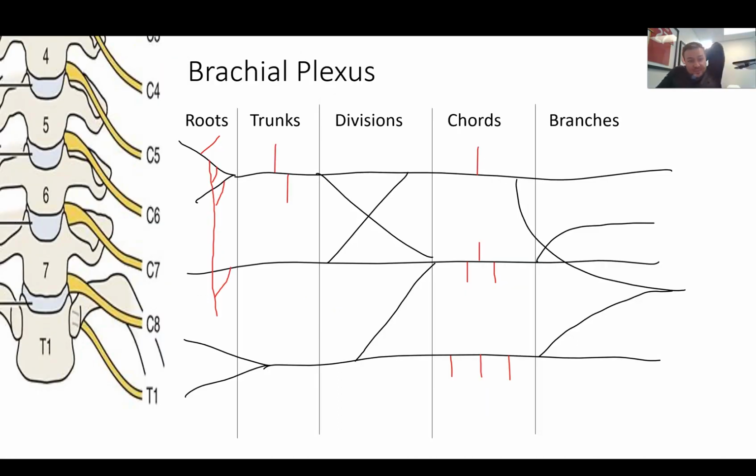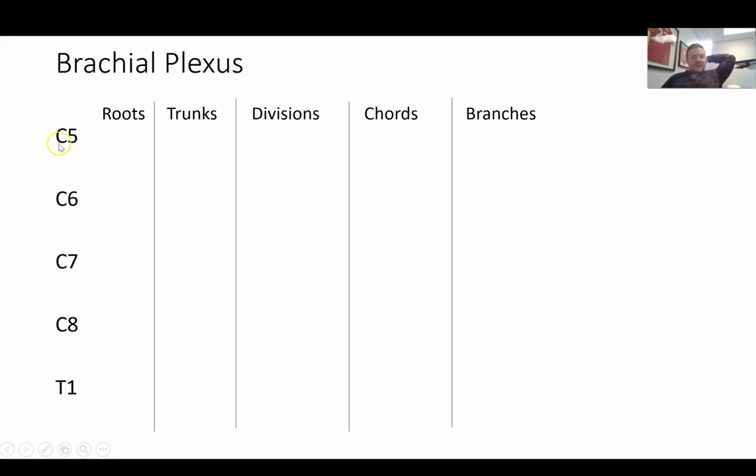Okay, so what I'd like you to do is get out a piece of paper, and on the side, you're going to write C5, C6, C7, C8, and T1. And on the top, you're going to write roots, trunks, divisions, chords, and branches.